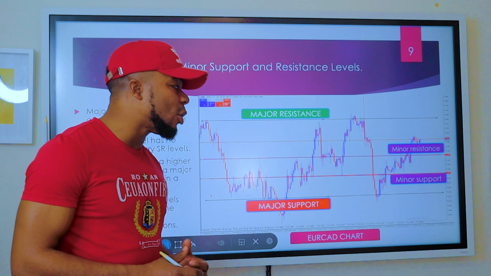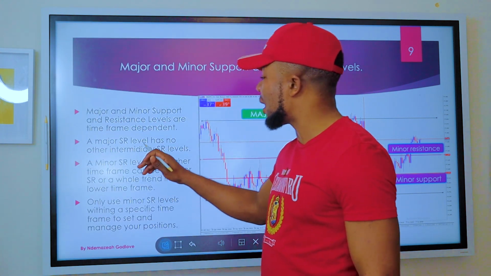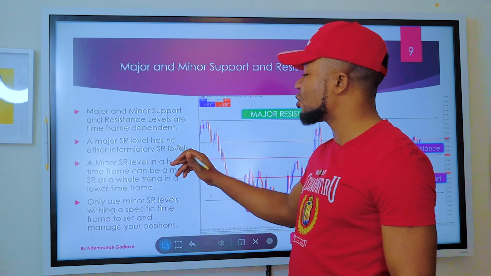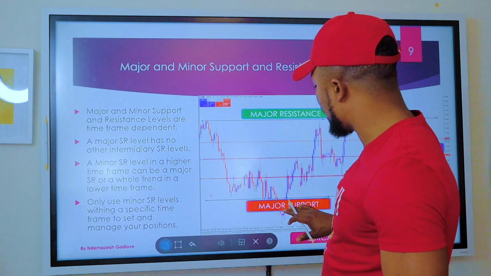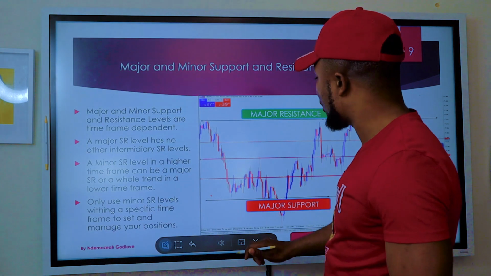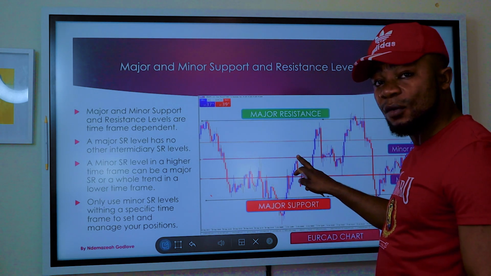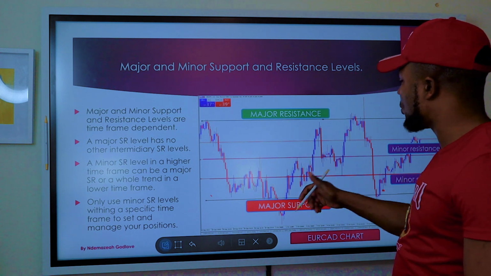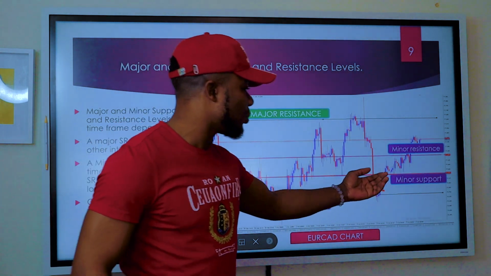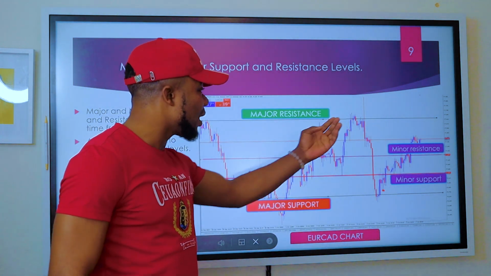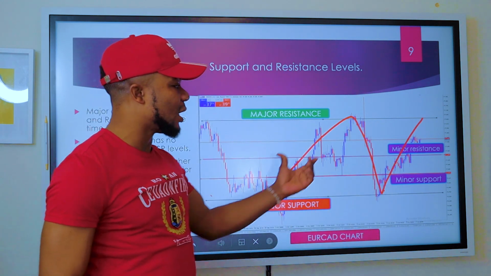All right. So we're talking about major and minor support and resistance levels. And a major support and resistance level has no other intermediary support and resistance level. As you can see here, we have major support and major resistance. Inside here, you can see the market left from here, bounced here, came back here. We wouldn't have taken this level as our major resistance because the level was broken. Or we wouldn't have taken this same level as our major support because this same level was broken. But this one, from year to year, the market has been bouncing here. So this was our major support and our major resistance.